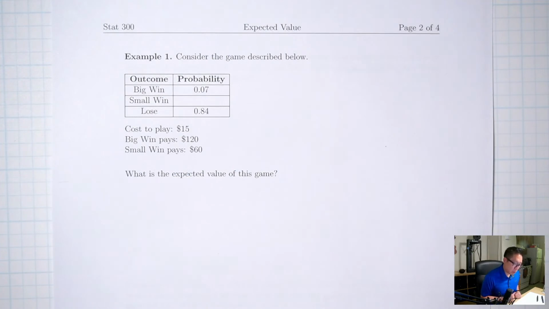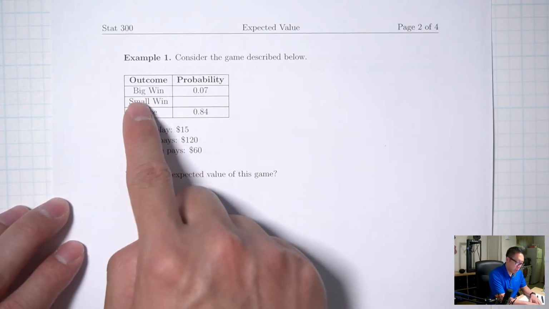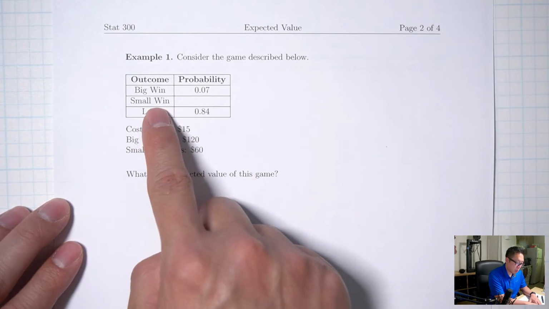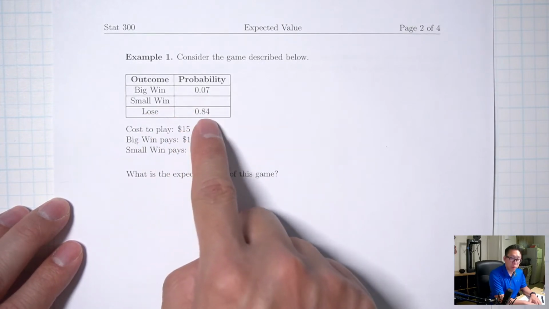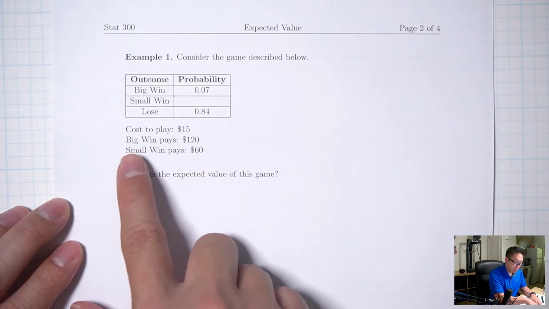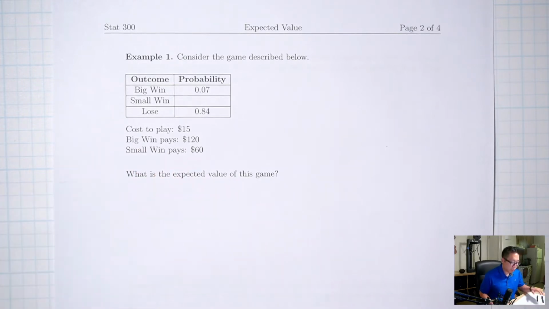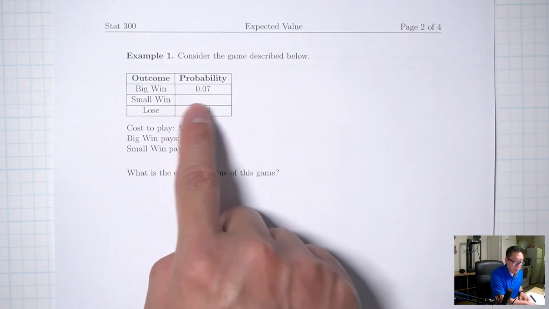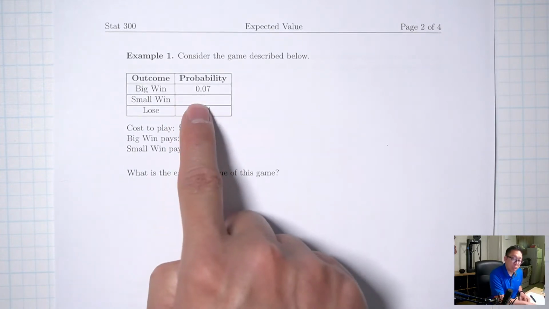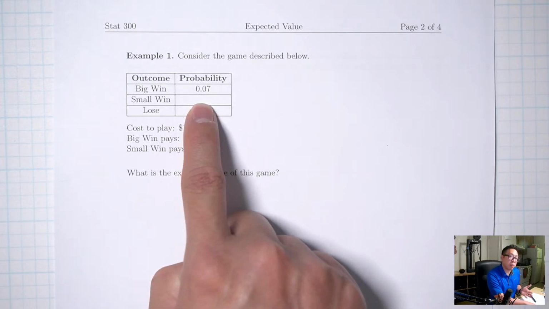Example 1. Consider the game described below. Big win, probability 0.07, small win, blank, lose 0.84. Cost to play, $15, big win pays $120, small win pays $60. What is the expected value of this game? Right. Notice that there's a missing blank here. So the first thing we actually need to do is find that missing blank. How do you find a missing blank?